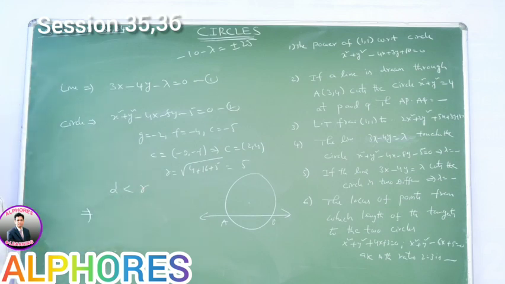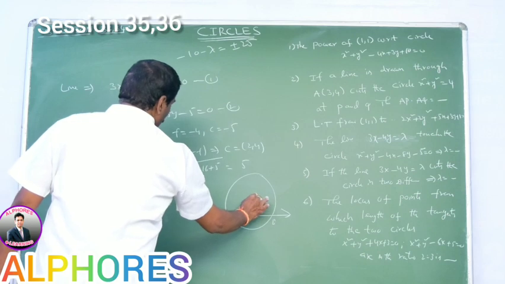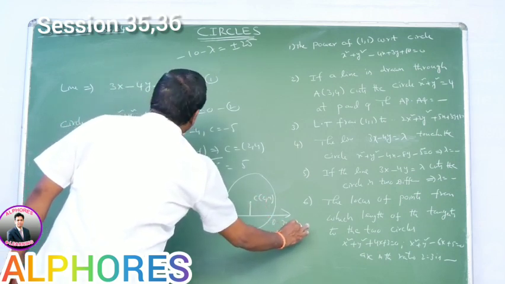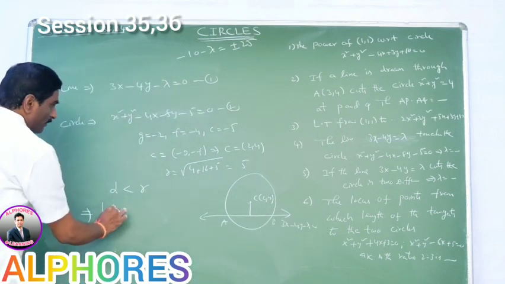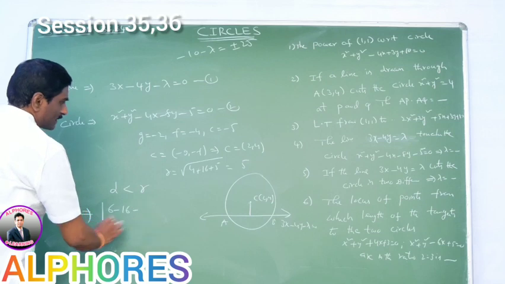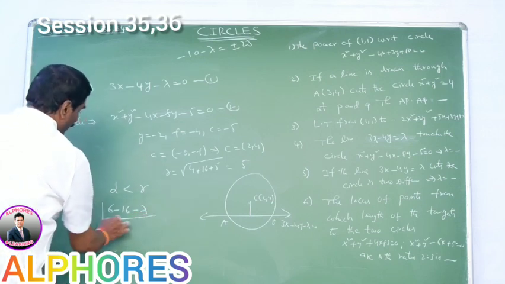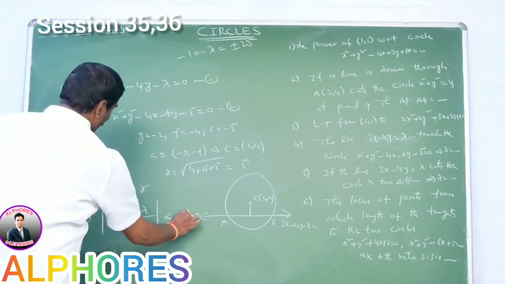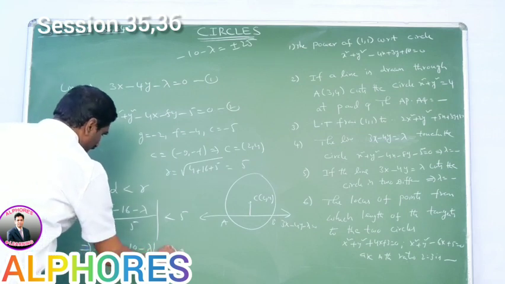d is nothing but the perpendicular distance: mod of ax1 plus by1 plus c, divided by root over a square plus b square. The center of the circle C is equal to (2, 4). The line equation is 3x minus 4y minus lambda is equal to 0. That means mod of 6 minus 16 minus lambda, divided by root over a square plus b square, which is 5, is less than the radius, which is 5. So mod of minus 10 minus lambda is less than 25.